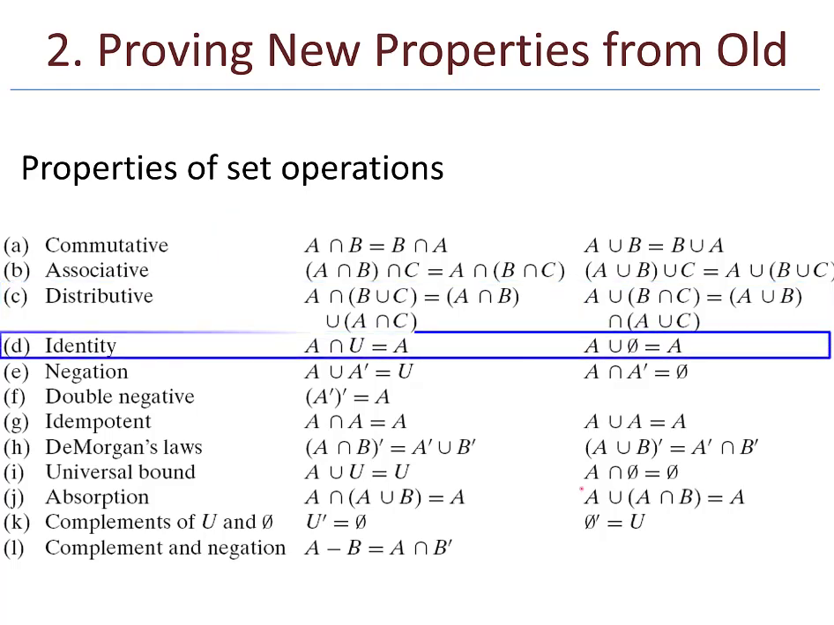Another good set property to consider is identity. A intersect the universe is A. A union the empty set is A.